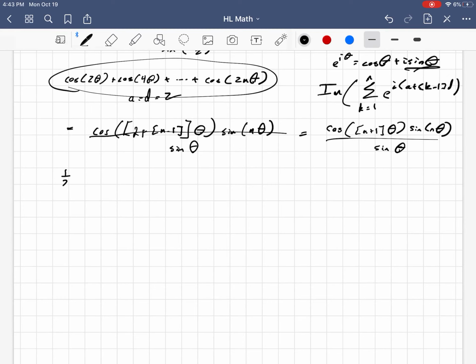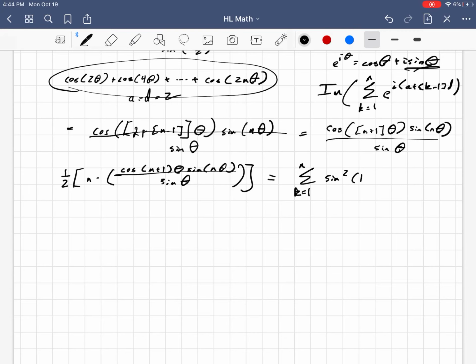And so remember that we had 1/2 times n minus this whole sum right here. Well, that whole sum is the same thing as that right there. And so we can just replace it with that, right? Cosine of n plus 1 theta sine n theta over sine theta. And that right there is the formula for the sum of the squares of sines, in other words, sine squared of k theta.